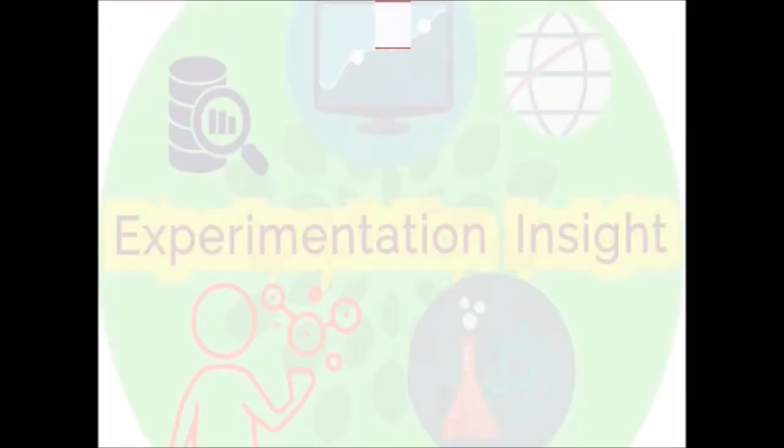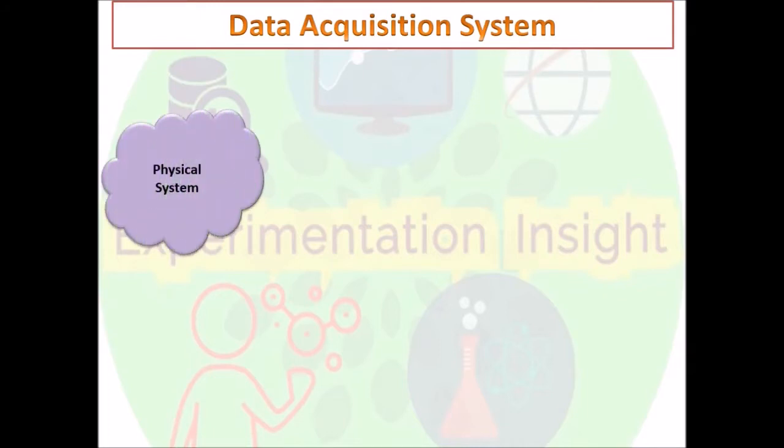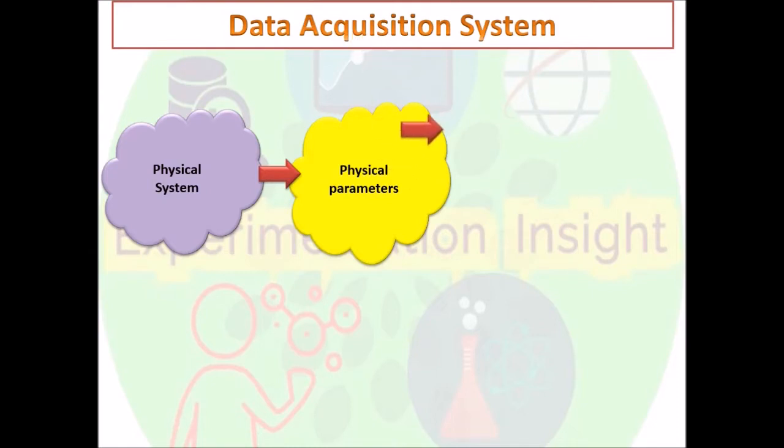We are going to see about the data acquisition system. The data acquisition system helps us to measure physical parameters and store them for analysis, to retrieve the information for further scientific review, to understand physical systems such as machinery and all scientific investigations.